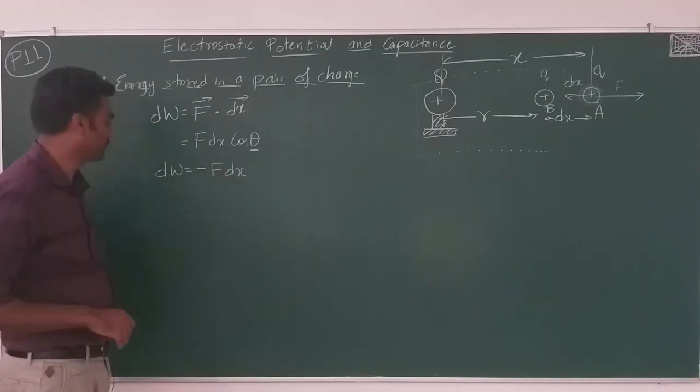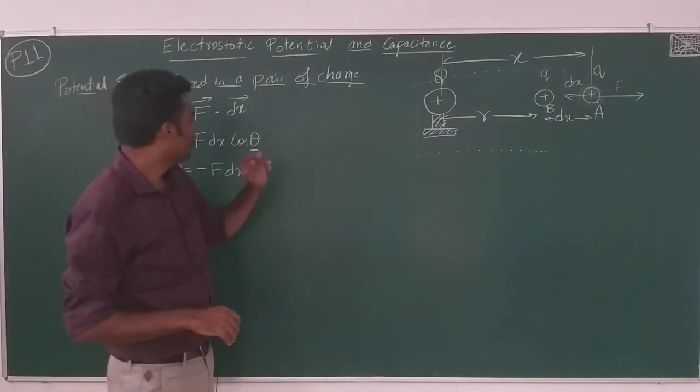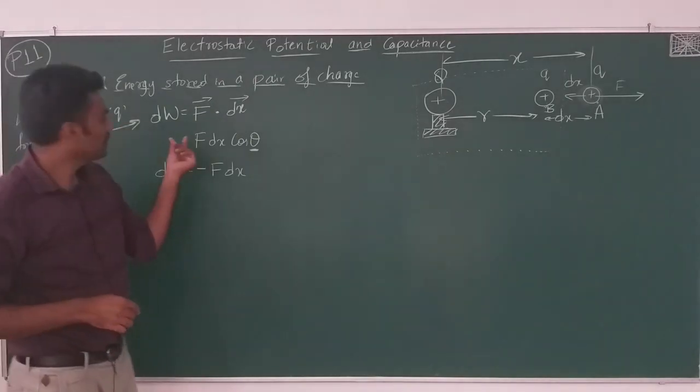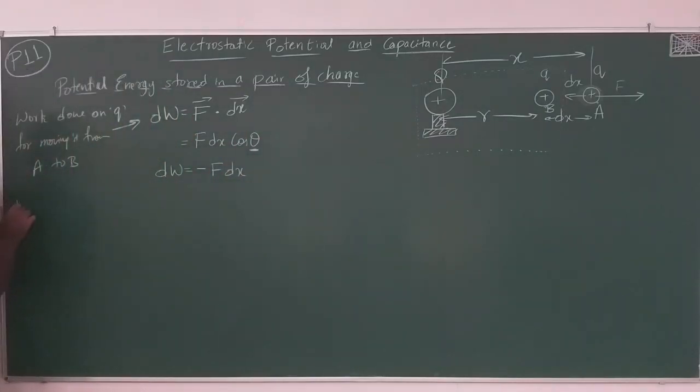Now these are the magnitudes of the forces acting. Let me write a bit: this is the work done on the charge small q for moving it from A to B. A small amount of work we did. Now the net work done, or the total work done on q, for bringing it from infinity to r, or I can say to the position B.